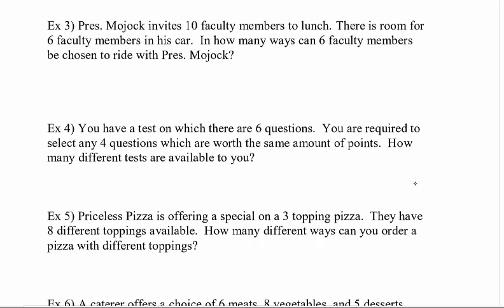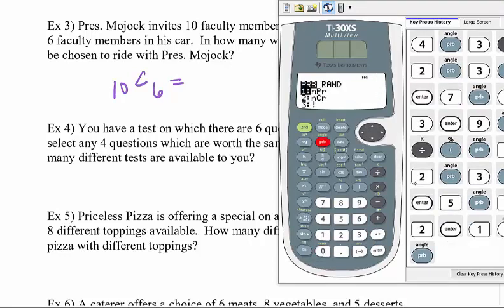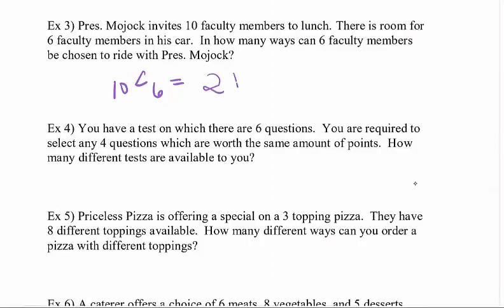I am not telling you where they're sitting in the car. That would be a permutation. This one just says he's picking 6, they can ride in the car. So in this one, order does not matter. So this would be 10C6. And so we're going to go into our calculator. 10 C 6 and press equals, and that gives us 210 ways.